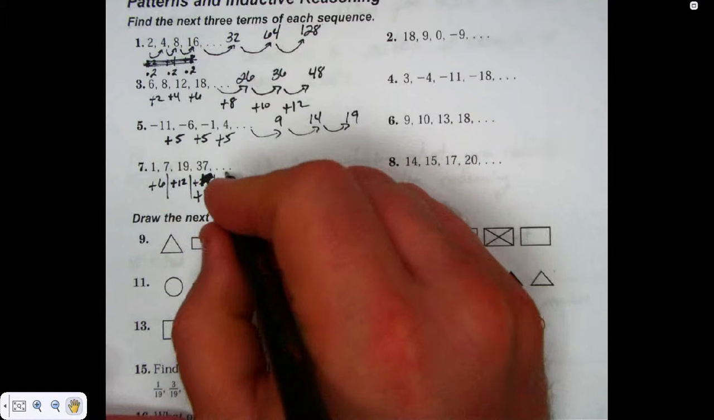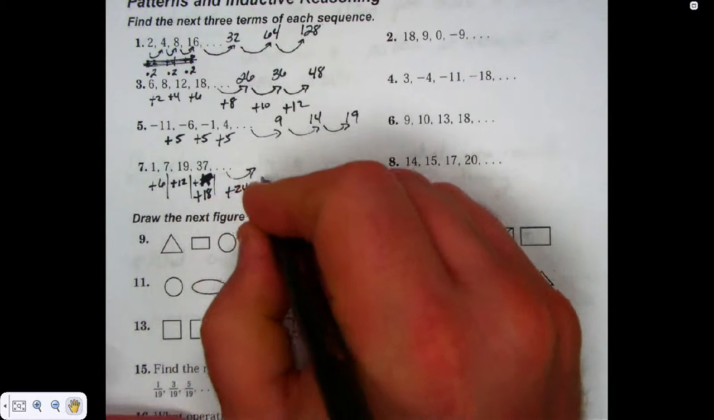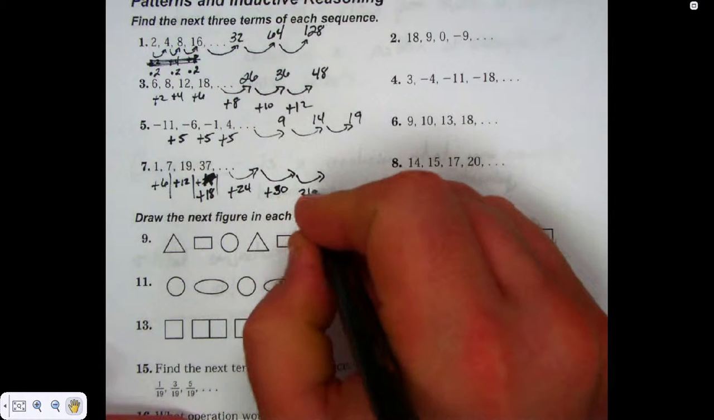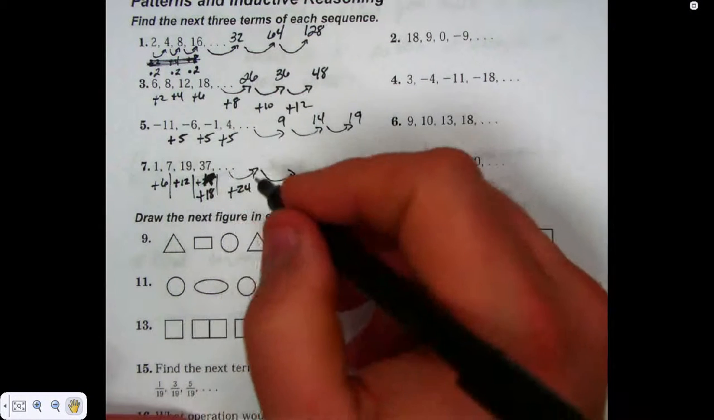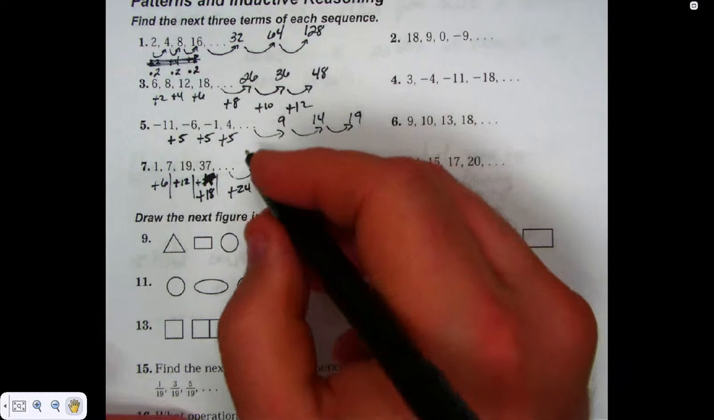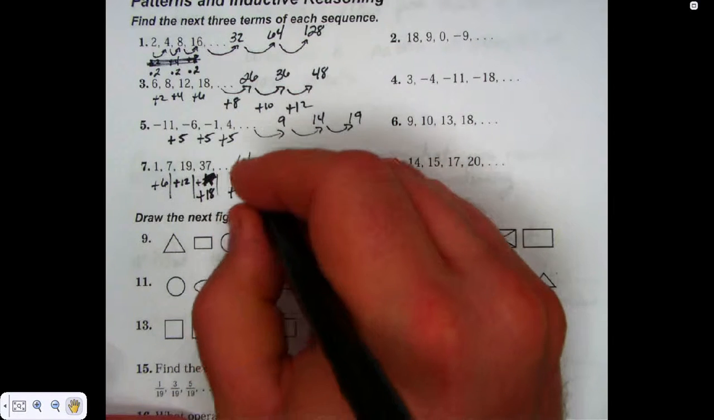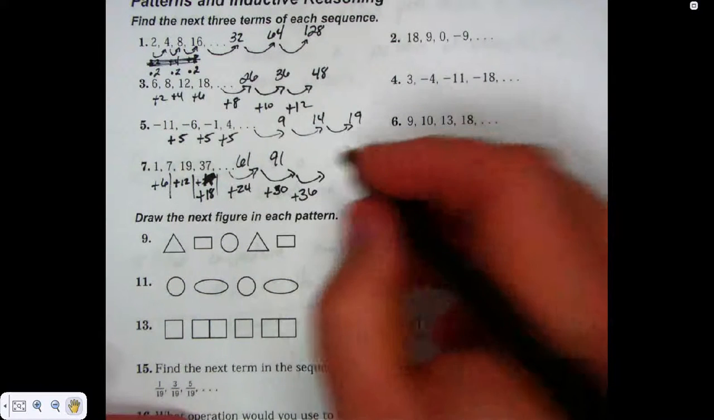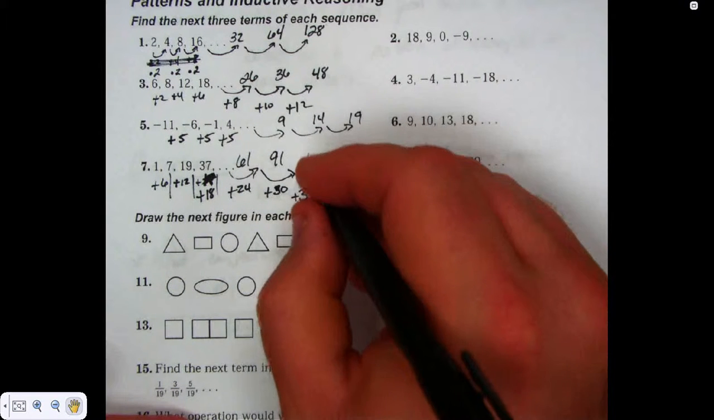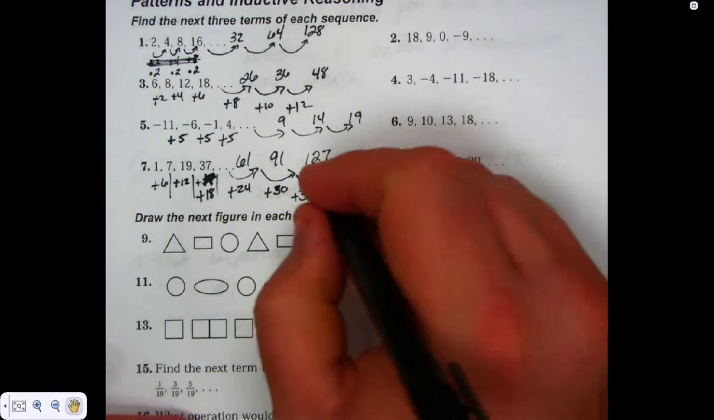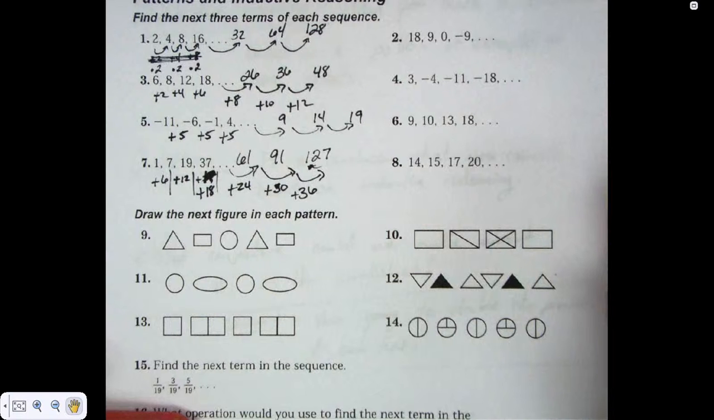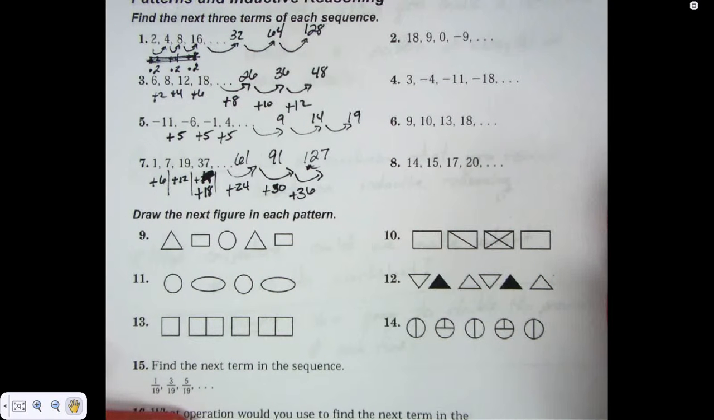So, what would the next one be? What would I add? I'd add what? Then what would I add? Then what would I add? So what would this be? That's why you were instructed to get a what? Calculator. 61? What would the next one be? What would the next one be? 127. I don't expect you to be able to do all that in your head. Not so terrible, is it?